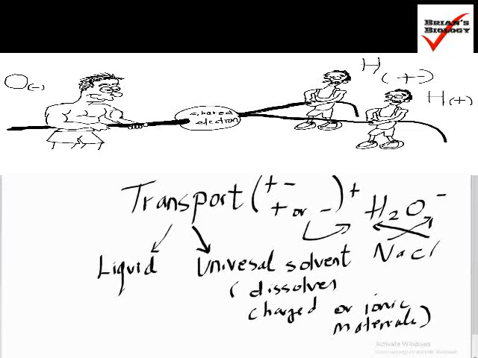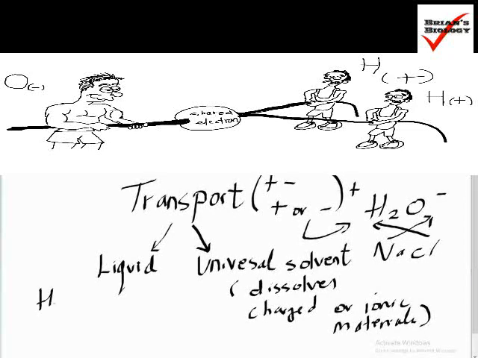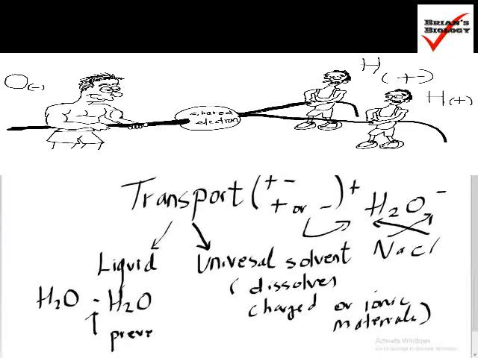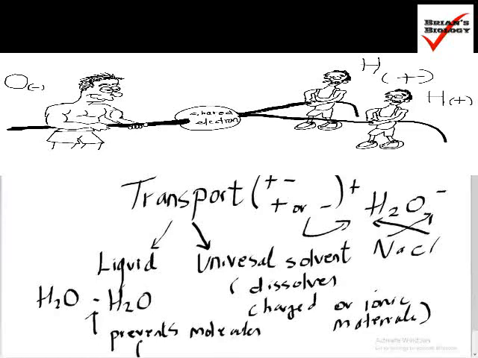Now what this means is that any substance that consists of polar covalent bonds or consists of ionic bonds is going to dissolve in water. This explains why water dissolves sugars and salts but doesn't dissolve things like sands. Now the second reason that water is so good for transport is that it's a liquid. Okay? Why is that important?